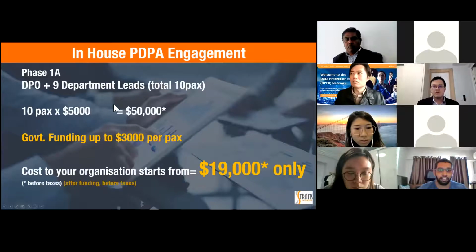If you're doing in-house, just to give an example of the kind of funding available, let's say 10%, 50,000 can be funded up to 3,000 per head. For just now the committee I mentioned, your net is only 19,000, subject to certain conditions. But right now, this one is irrespective of whether you are an SME or not. So that's the good news, guys.